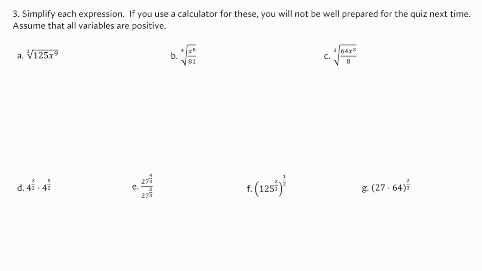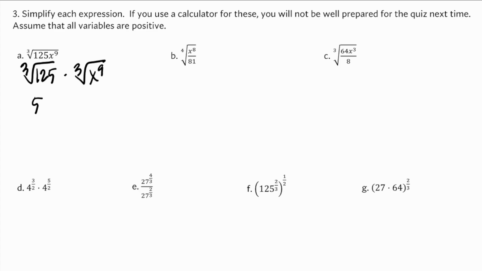Okay, we're going to assume that all variables are positive, but unless you're just looking for trouble, that's not a huge deal. What we need to remember is our radical properties here: this is going to be the cubed root of 125 times the cubed root of x to the 9. And the cubed root of 125, that's going to be 5.